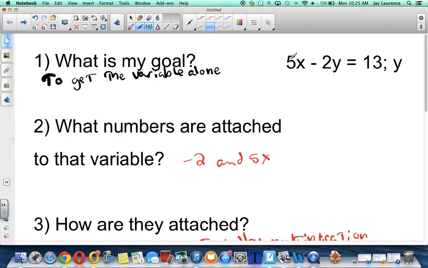I know the 5x is attached by addition. I know the -2 is attached by multiplication. So Saddam tells me to get rid of the 5x first. So I'm going to subtract 5x.